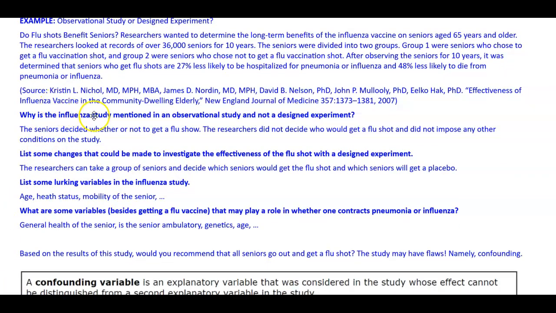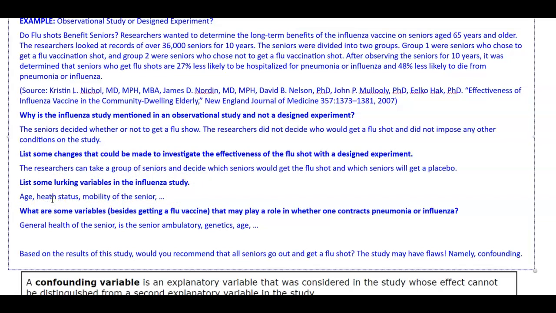Now, why is the influenza study mentioned an observational study and not a designed experiment? Well, the seniors decided whether or not to get a flu shot. The researchers did not decide who would get a flu shot and did not impose any other conditions on the study, which is the reason why it's an observational study. List some changes that could be made to investigate the effectiveness of the flu shot with a designed experiment. The researchers can take a group of seniors and decide which seniors would get the flu shot and which seniors will get a placebo. List some lurking variables in the influenza study: age, health status, mobility of the senior, and so on.